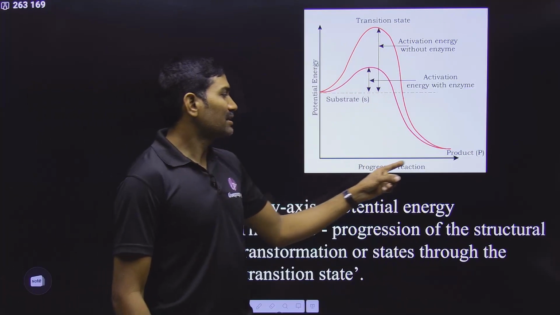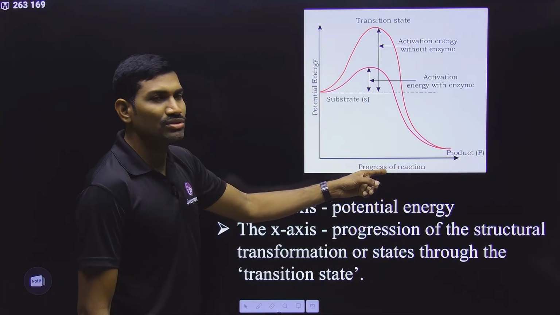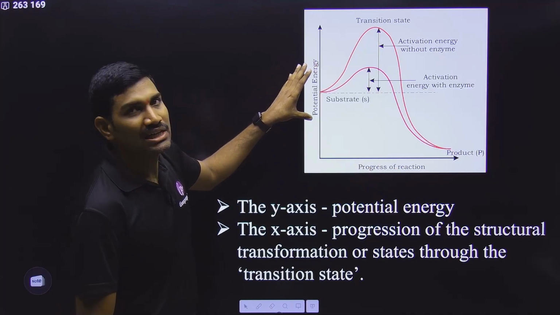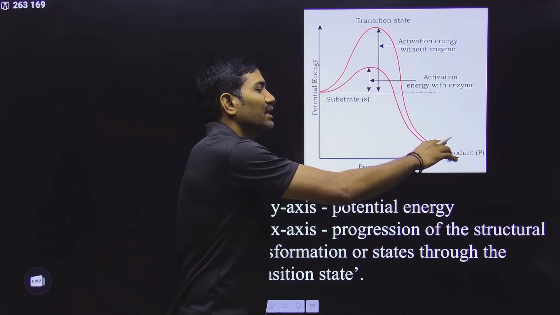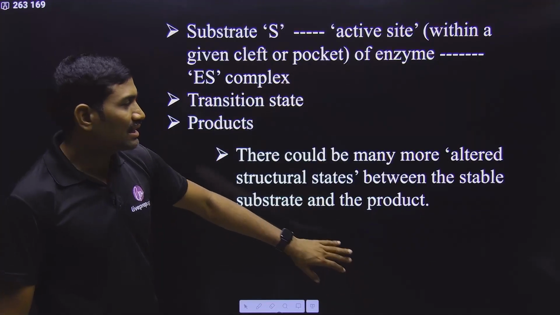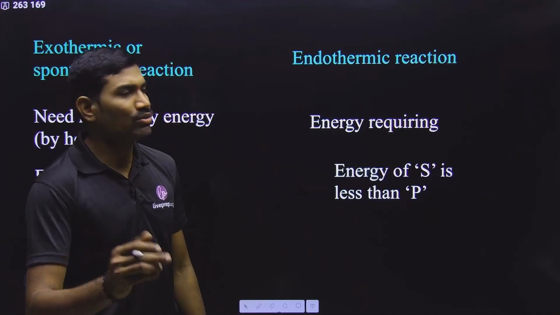On the x-axis you are observing the progress of the reaction, and on the y-axis they are mentioning the potential energy. So this is how we observe the diagram. Is it clear? The same thing they have mentioned here. You can go through the NCERT explanation, and I gave a more clear explanation in the regular lecture also. You can go through that one also.